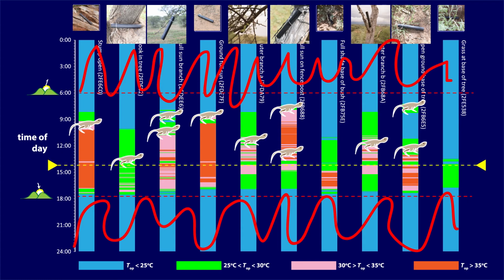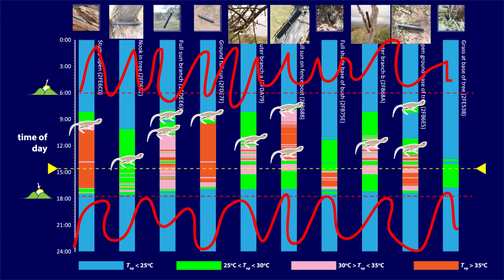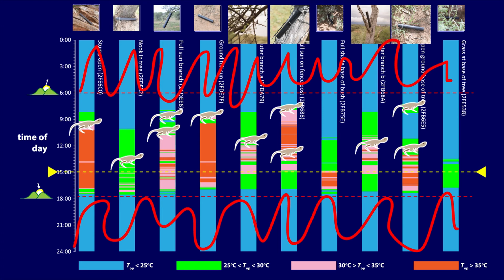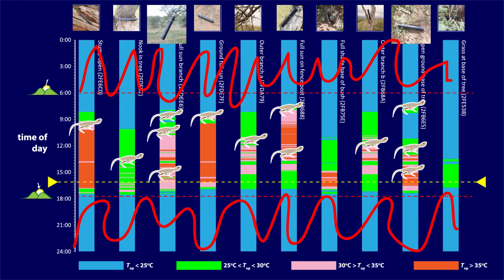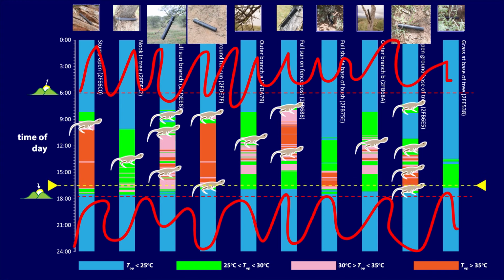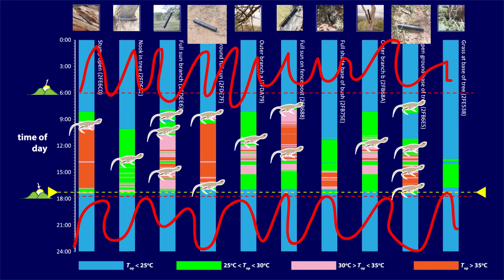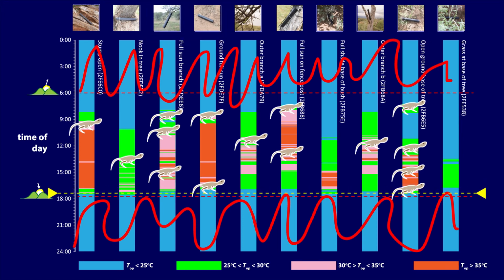As the day winds down, the options for maintaining a suitable activity body temperature start to diminish. By 5 p.m., only 3 microhabitats, sitting in full sun on a branch of a tree, in a nook in a tree, and in the open ground at the base of a tree, provide suitable microclimates. 30 minutes later, there are no options left.